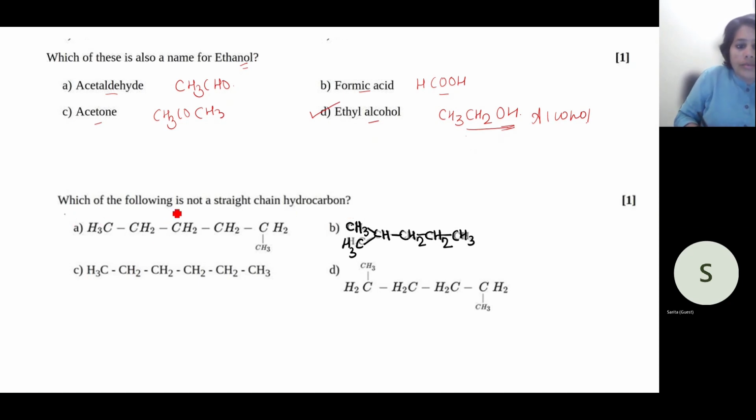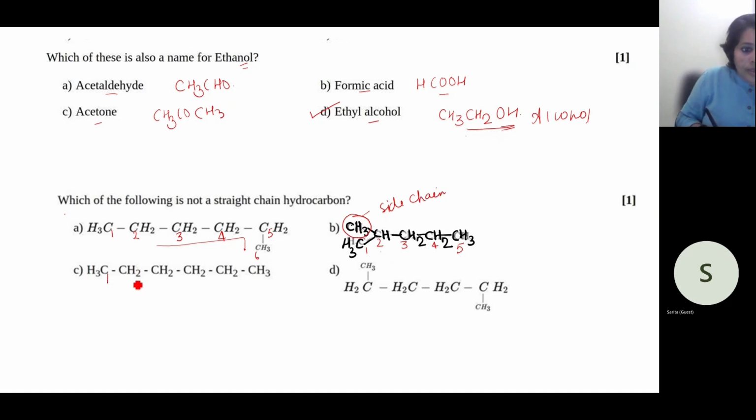Next question. Which of the following is not a straight chain hydrocarbon? So straight chain means it should not have any branching. What are hydrocarbons? Compounds which contain carbon and hydrogen are known as hydrocarbons. Let us count the hydrocarbon chain. 1, 2, 3, 4, 5 and 6. So this is a continuous chain. Next, we can count 1, 2, 3, 4, 5. So in the second carbon we have a methyl. This is a side chain.